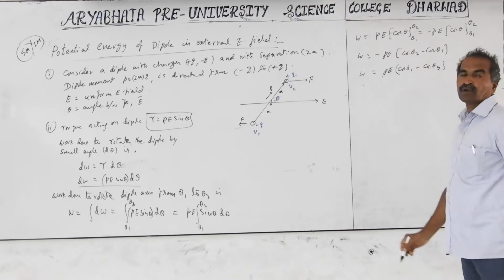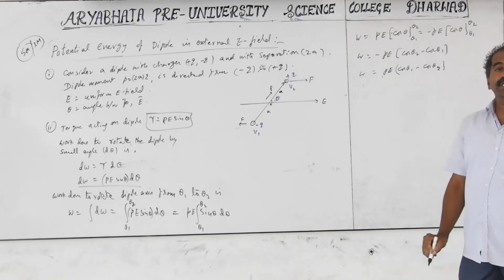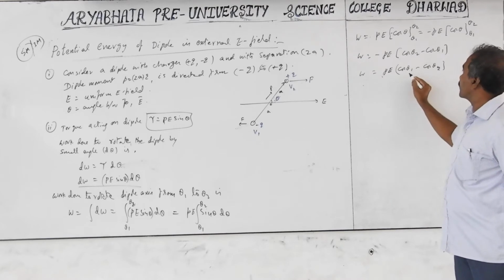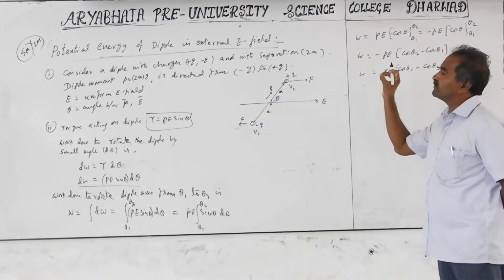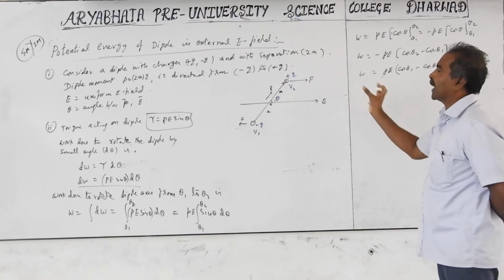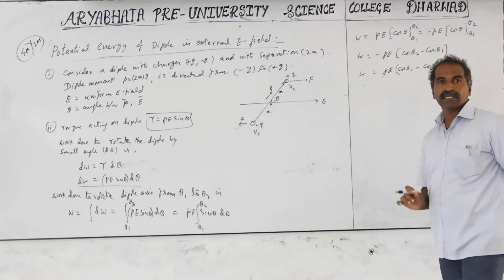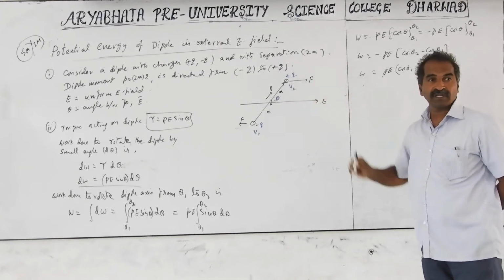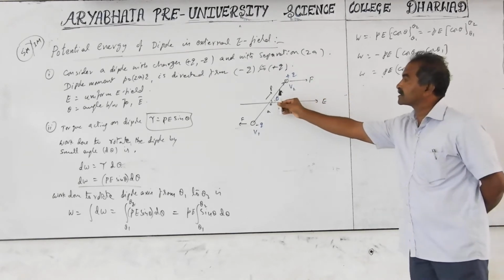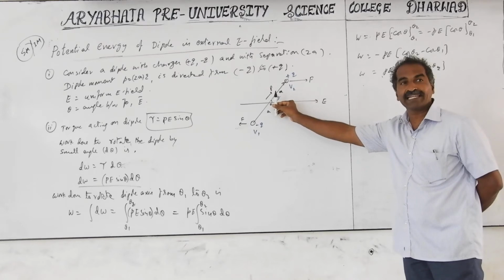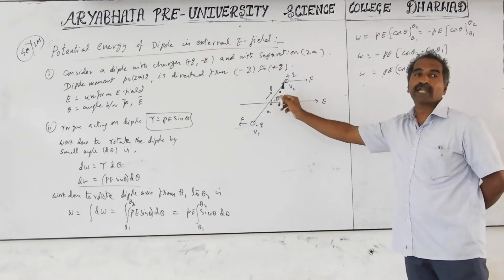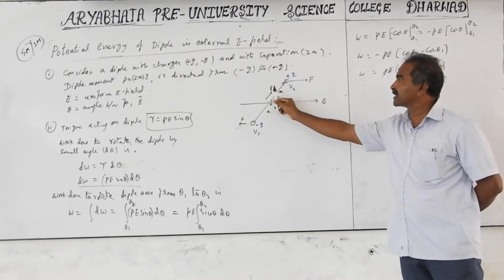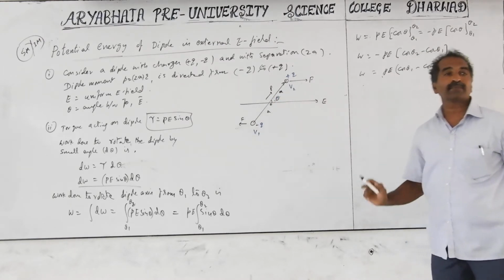This value is equal to the change in potential energy: U equals pE (cos theta 1 minus cos theta 2). But for a given point we need to take one single angle, not two angles, a single position. For that purpose, imagine that the dipole is initially perpendicular to the electric field. When it is perpendicular, theta is 90 degrees. That means theta 1 becomes equal to 90 degrees, and it is rotated by another angle theta, so theta 2 becomes equal to theta.